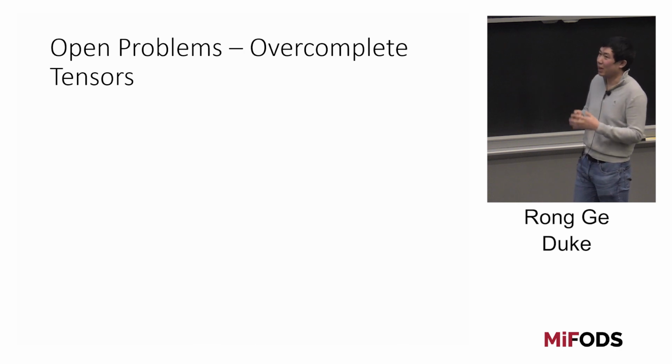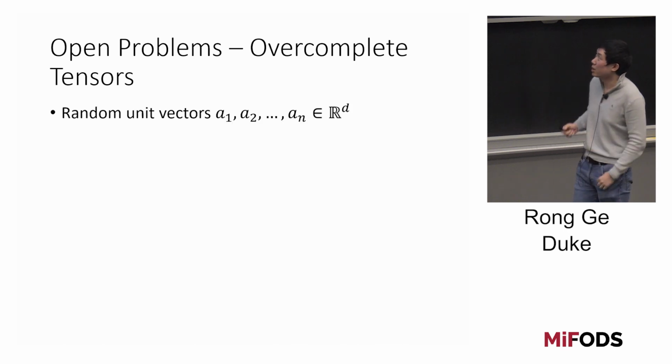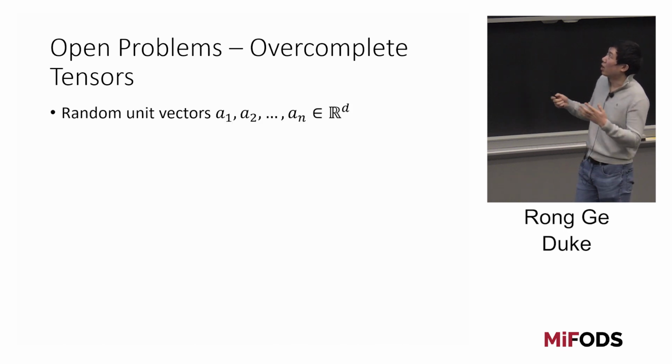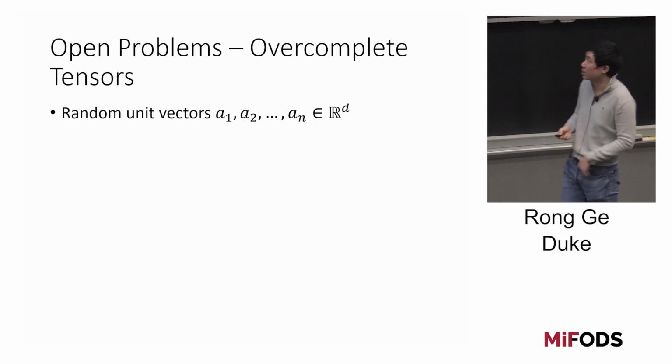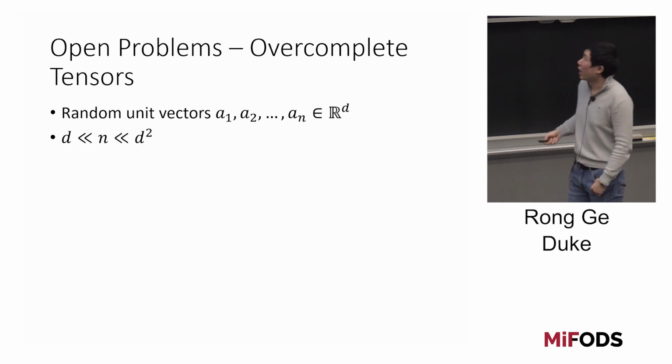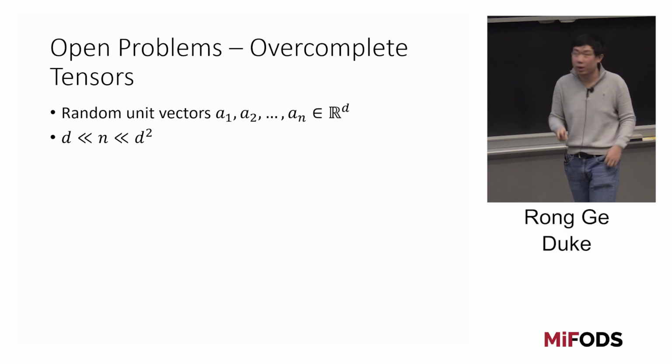I'm going to end with two very concrete open problems on optimization landscape that I'm really curious about. One is on overcomplete tensors. Suppose I have random unit vectors a1, a2 to an. These are components of a tensor. And n is larger than the dimension of these vectors, but not too much larger, like less than d squared.